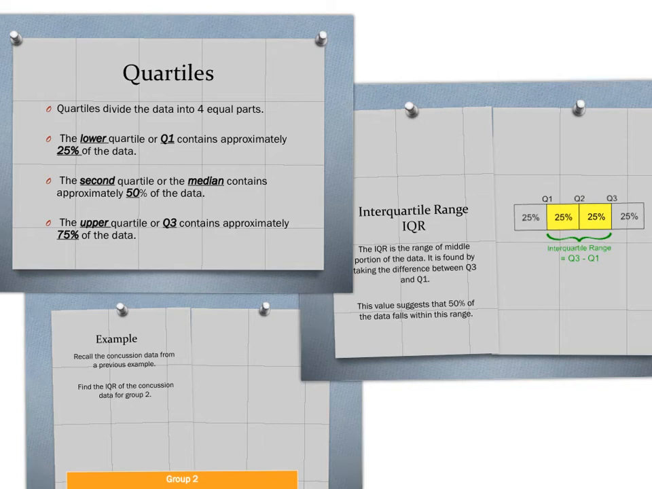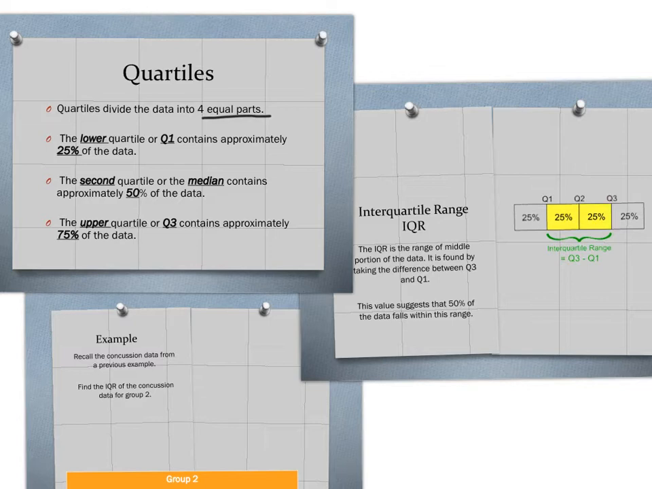This video will discuss quartiles. Remember, a quartile is a specific fractile. Quartiles divide the data into four equal parts. We give our quartiles special names. The lower quartile, or Q1, contains approximately 25% of the data. The second quartile, which you already know, is the median, and contains 50% of our data.